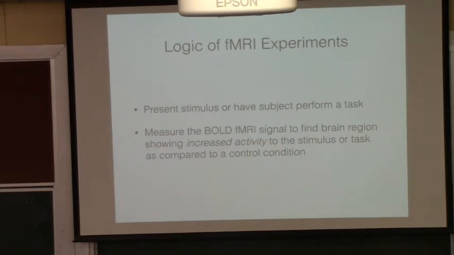So the logic for fMRI experiments is basically to present a stimulus or have the subject perform a task and compare it to some rest image. Okay? You measure the BOLD signal to find regions of the brain showing increased activity to a stimulus or task as compared to a control condition. So you're looking at differences in brain activity relative to some rest or control conditions.